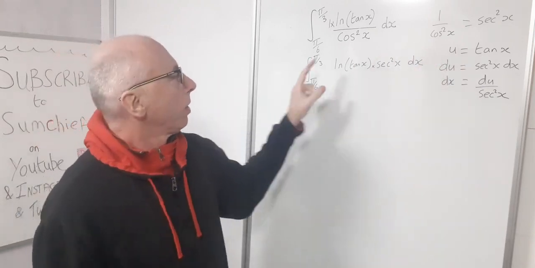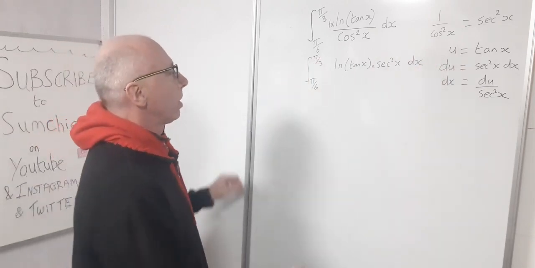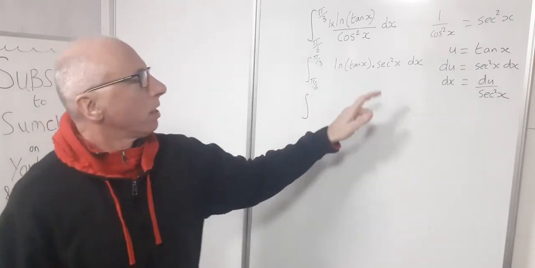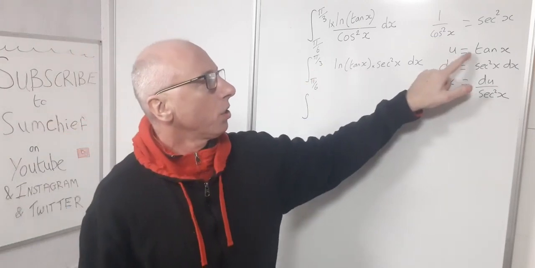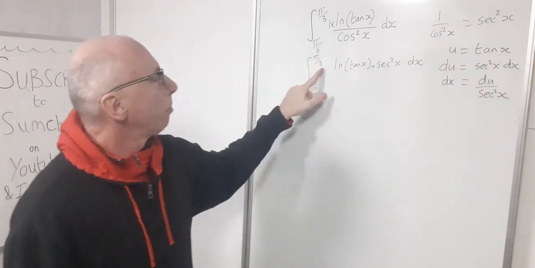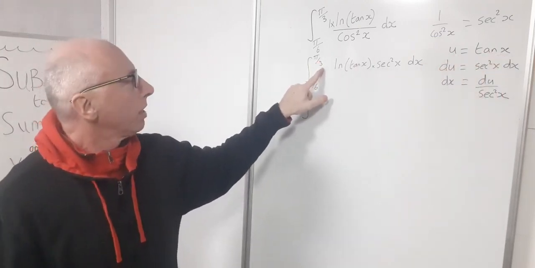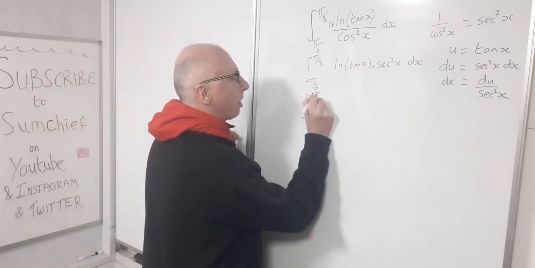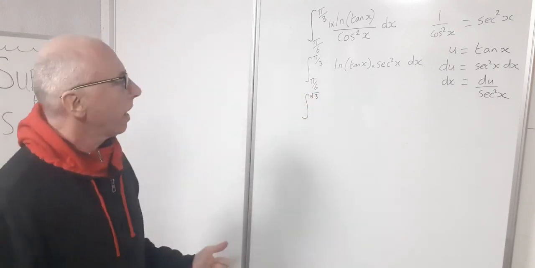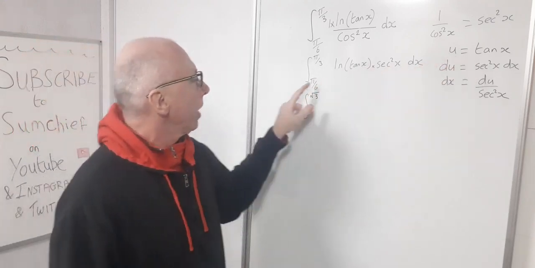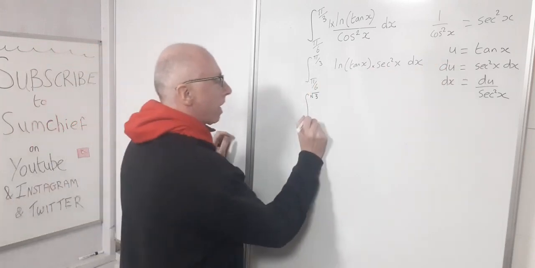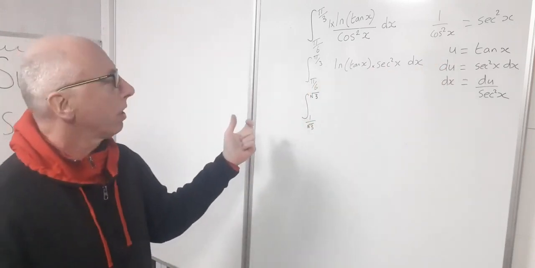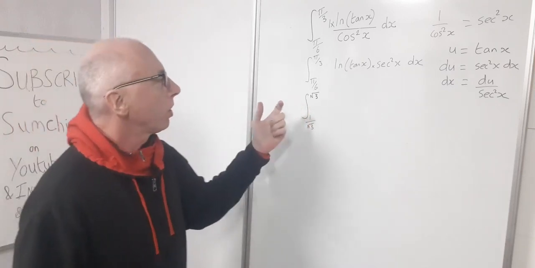Okay, so let's change our parameters. So pi over 6 to pi over 3. So if x is pi over 3, u equals tangent of pi over 3. Well, tangent of pi over 3 is the square root of 3. So that takes care of that. And then u equals tangent of x for pi over 6, that is now 1 over square root of 3. So that takes care of our parameters. So that's the first step to go into our u variable.